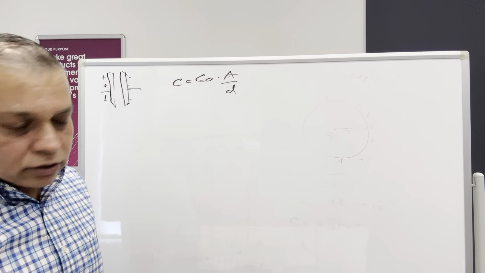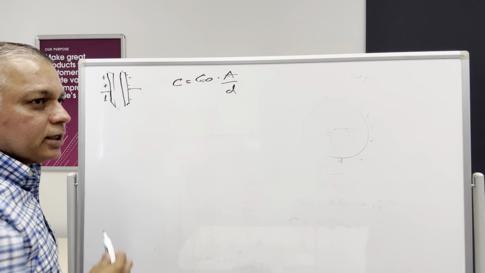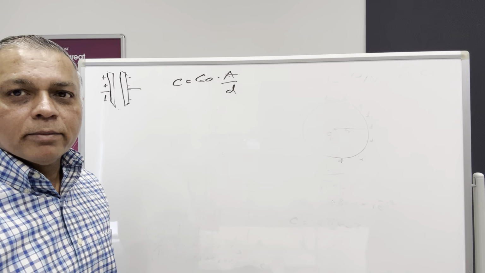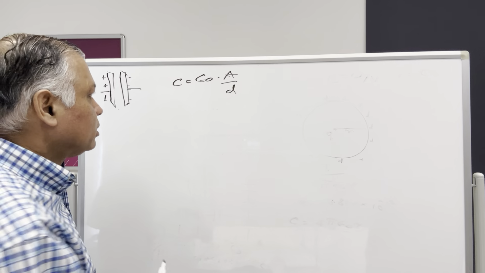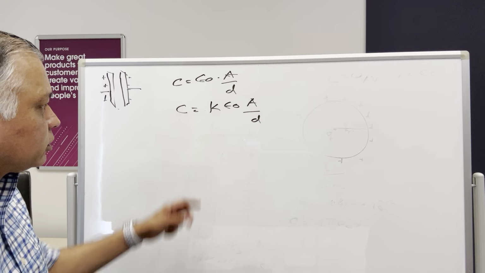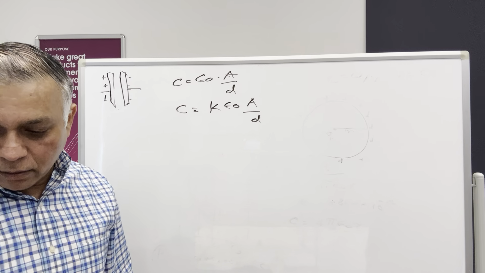Let's say there is a dielectric. If there is any dielectric medium, something you place in between the two capacitor plates, then there will be a dielectric constant of that material. In that case, the resultant capacitance will be K epsilon 0 A divided by D. So this is another formula for sums that we need to keep in mind, right?